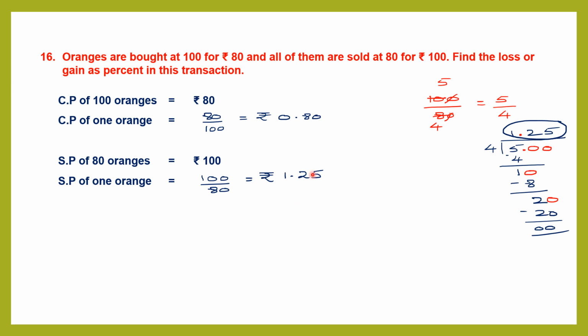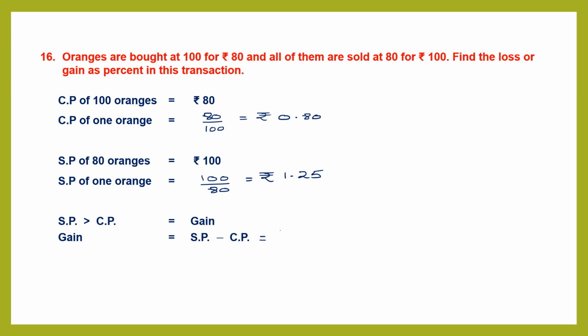Now look at the cost price. It's 80 paisa for one orange. Selling price is 1 rupee 25 paisa. That means the selling price, as you can see, is greater than the cost price. So when selling price is greater than the cost price, there is a gain. So now we have to find out what the gain is, and to find the gain, what do we say? Gain is selling price minus cost price.